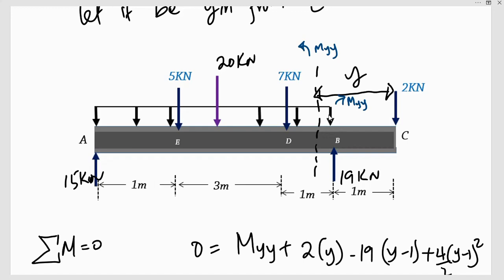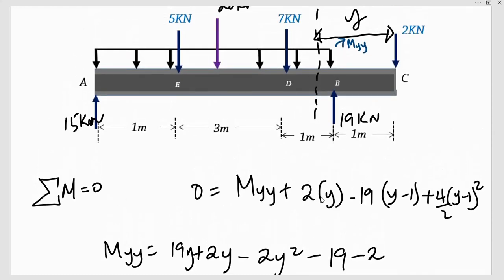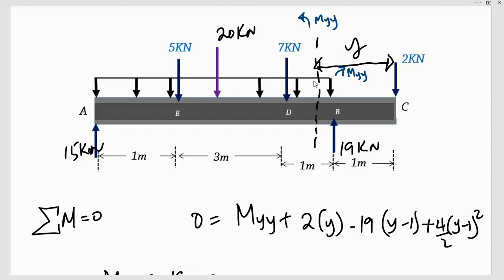Then we will also have this load or the forces due to the uniformly distributed load. The 19 kilonewton will be acting in an anti-clockwise direction. The 2, then the bending moment and the uniformly distributed load will be acting in a clockwise direction, and that's why I'm making them positive. So MYY plus 2Y, because 2 is at a distance Y from section YY, and then minus 19 into Y minus 1, because from here to here is Y, and from here to here is 1, so from here to here is Y minus 1.